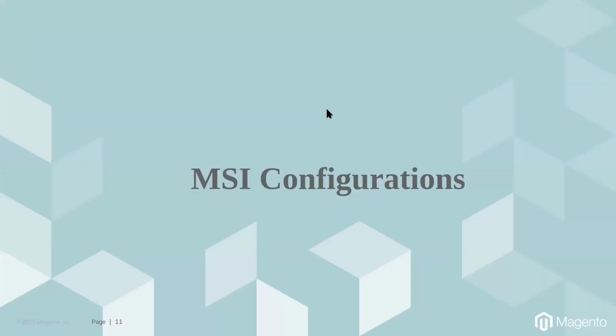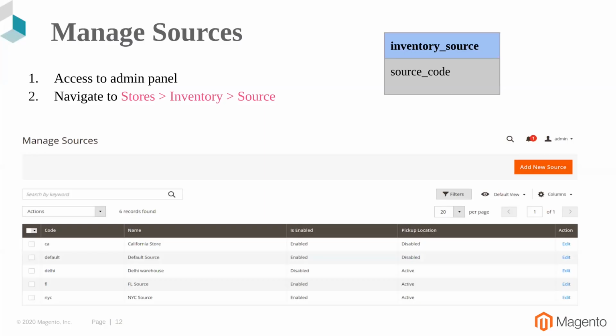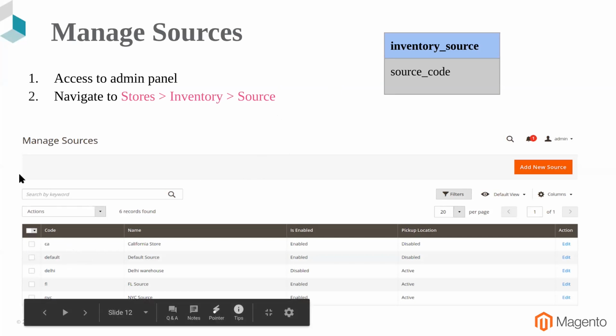Next, we have the MSI configuration. First, we'll see how to manage a stock through admin. So you have to navigate to Stores, Inventory, Sources. Then once you navigate to this site, you can see the list of sources here. We already have a default source, Magento, which you cannot disable.